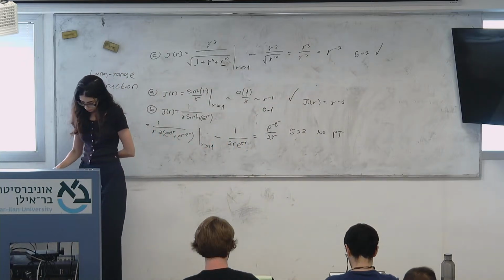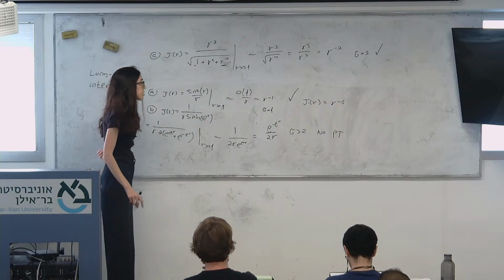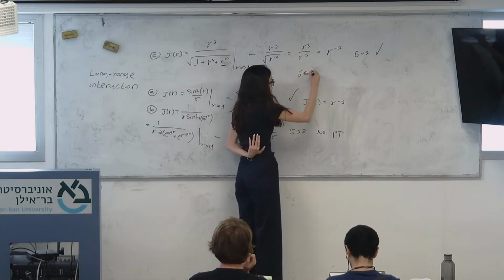Why? I think only sigma equal to 1, no? No, we said for sigma smaller or equal to 2. That's the condition.